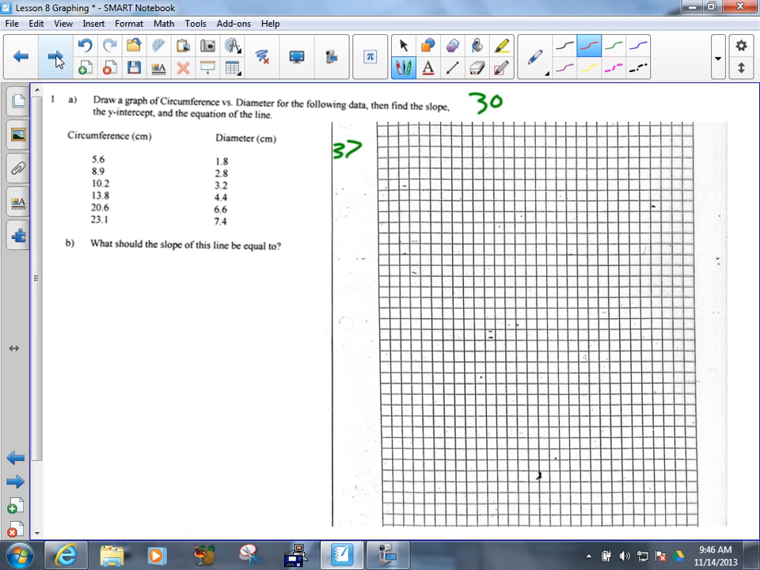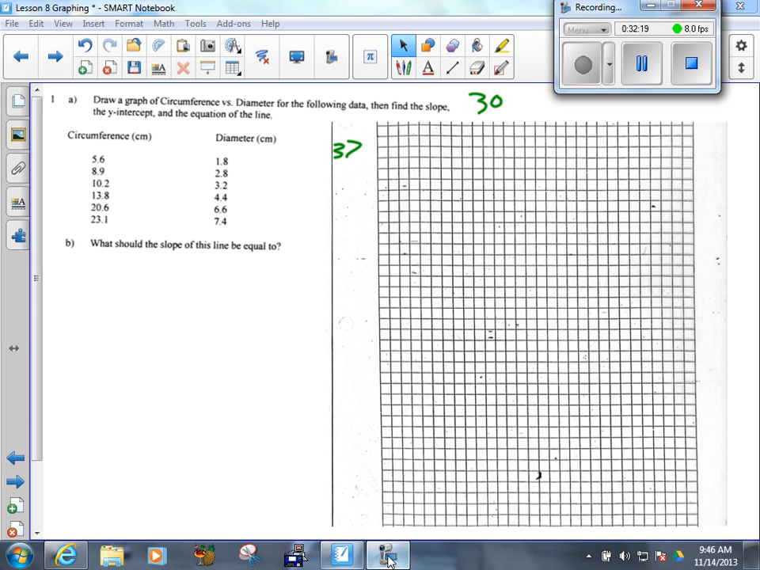Alrighty, so give me a sec here. I think I have this to hand out to you. All right, so watch carefully, guys. I want you to kind of follow along here. Do the same steps I'm going to do, because we're going to do that first set of data together there about circumference versus diameter. Okay?